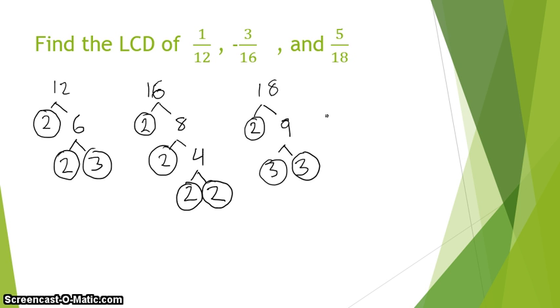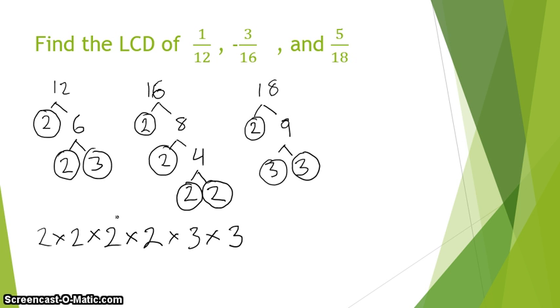Next I need to figure out the most number of times each factor appears. In 12, the 2 appears twice. In 16, it appears 4 times. In 18, it appears once. So I'm going to use it 4 times because 16 has it 4 times: 2 times 2 times 2 times 2. Then the 3 appears once here and twice here, so I'm going to use it twice: times 3 times 3.